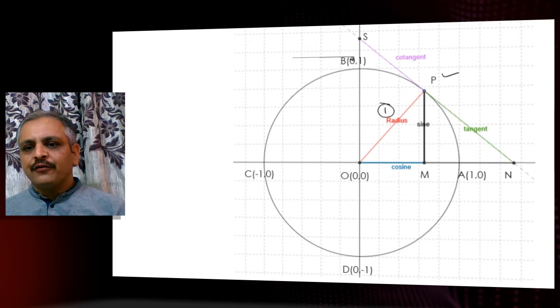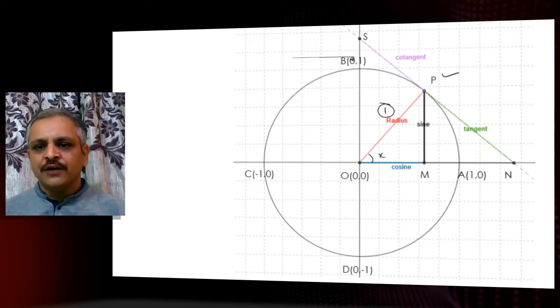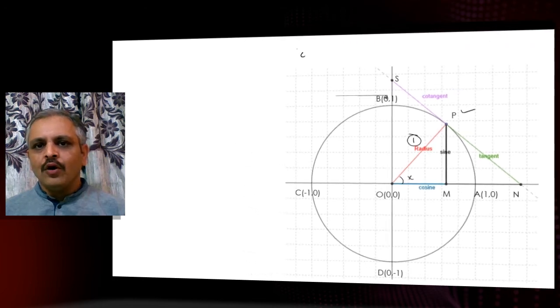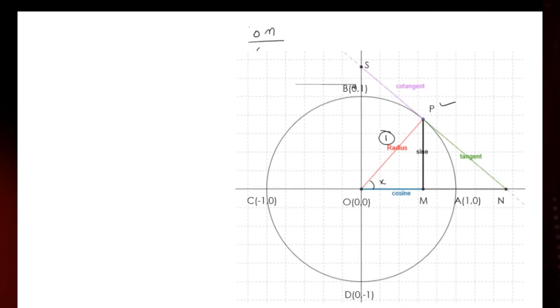So, OM will be the base for this triangle. If this angle is X, then OM will be the base of the triangle. So, OM upon OP, base upon hypotenuse, will become cos X. Whereas my OP is 1 unit, so OM will be equal to cos X. So in this unit circle, the length of OM will represent the value of cos X.